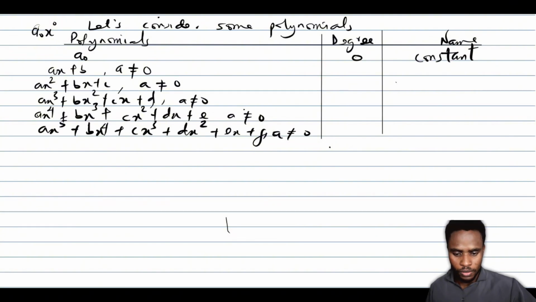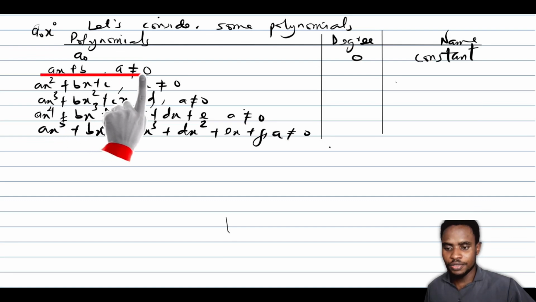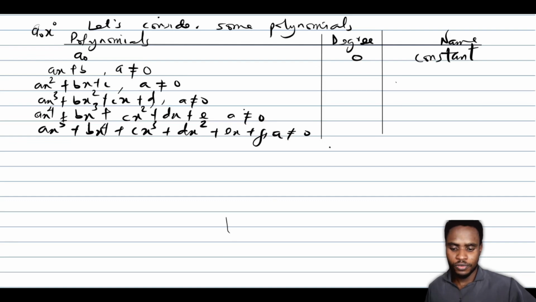For the second one, this is as plus b. So we can see that this is the term with the highest power of the variable, which is 1. So the highest power of s now is 1. So this is of degree 1 and is commonly called the linear expression. So the polynomial expression with degree 1 is called linear expression.